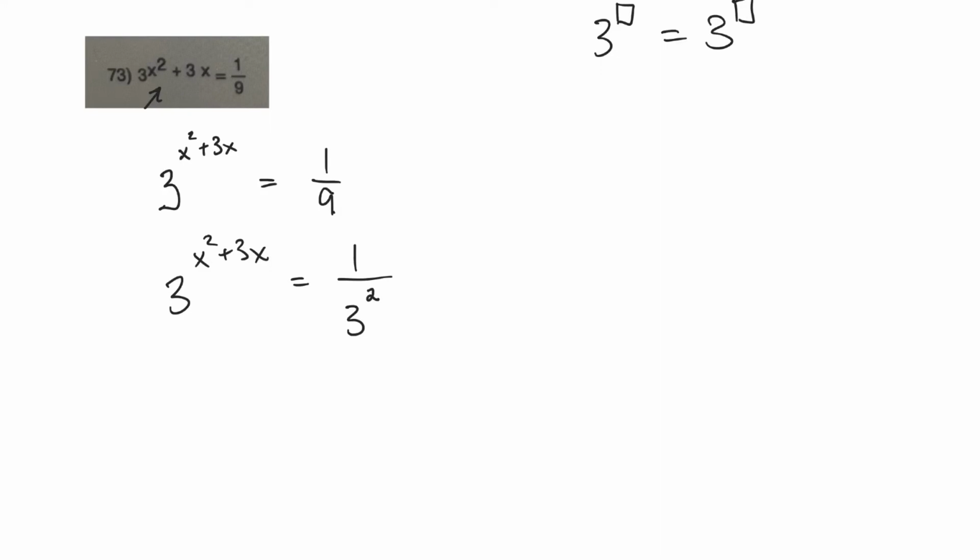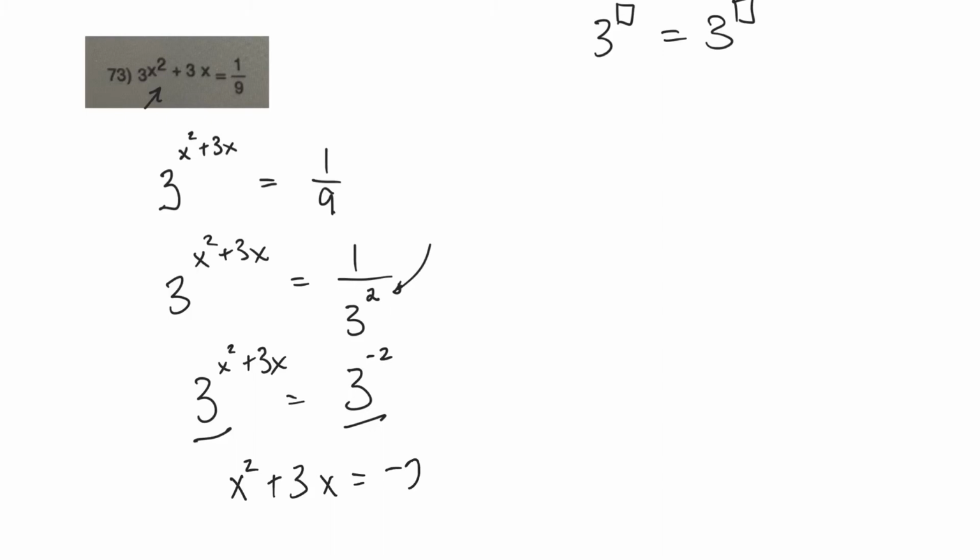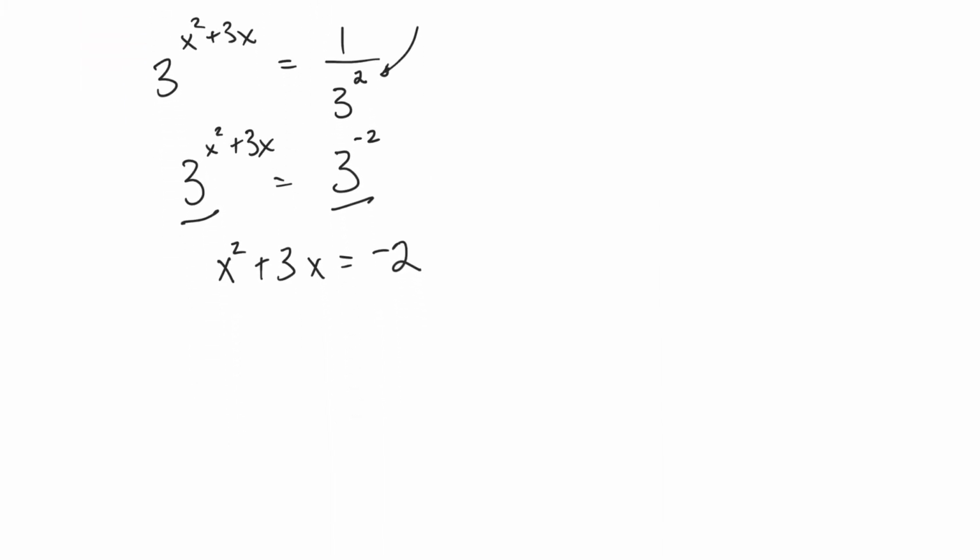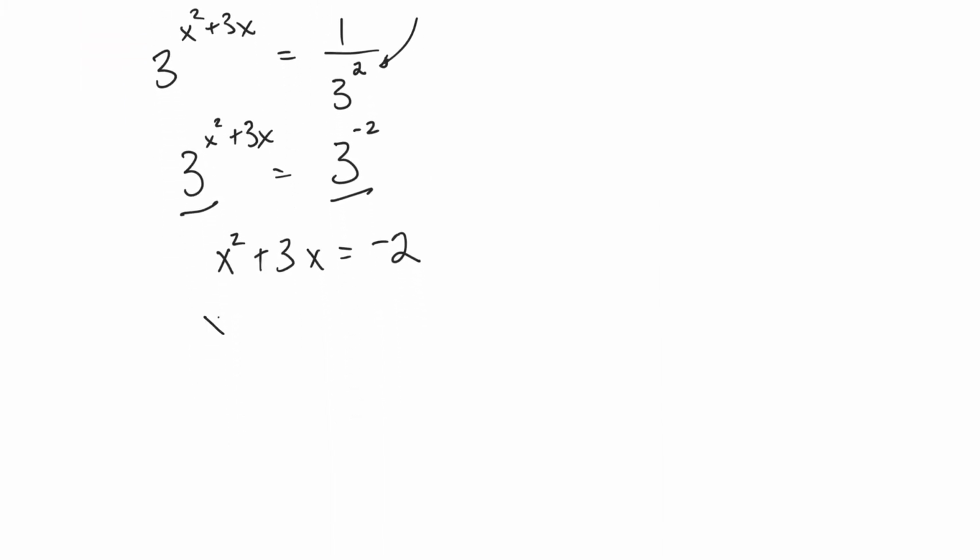Now if I have a positive exponent on the bottom, I can bring that to the top, and I make that a negative exponent. Now if the bases are the same, I can equate the exponents. So I basically can drop the bases because they're the same. So it'll be x squared plus 3x is equal to a negative 2. Let me give some more room here. It's a quadratic, so I'll bring the 2 from here. I'll add 2 to both sides. And so this would be plus 2 is equal to 0.